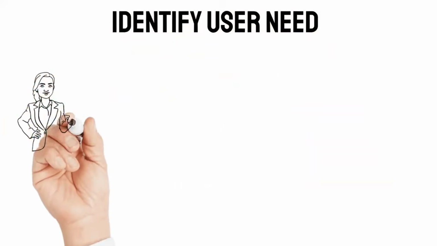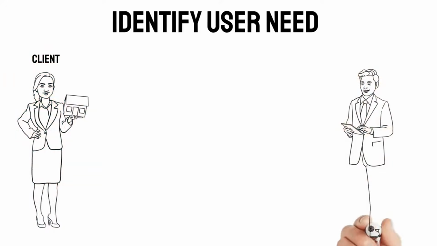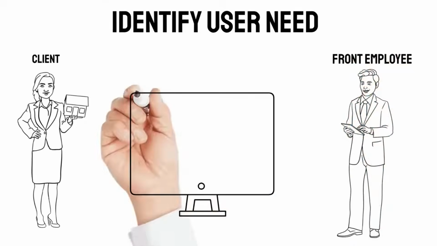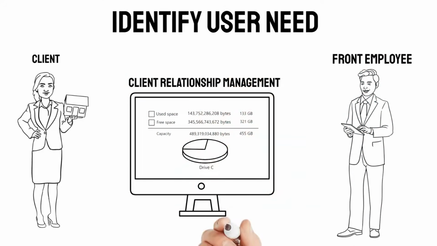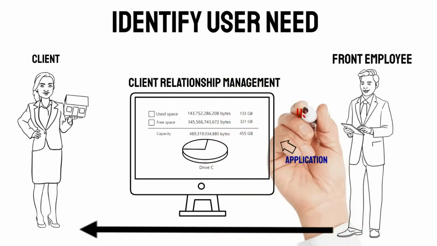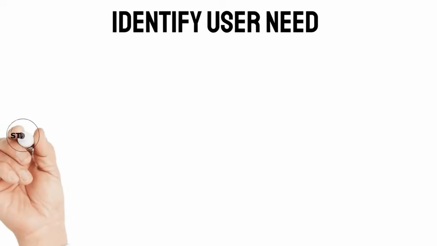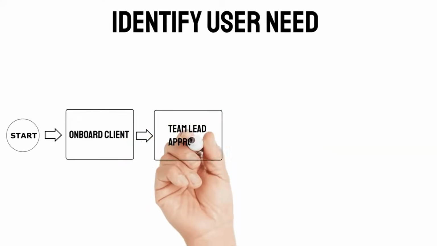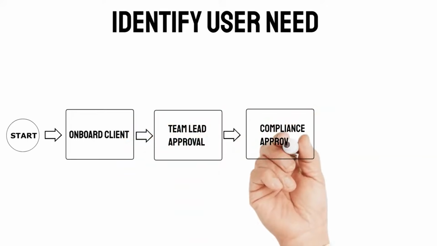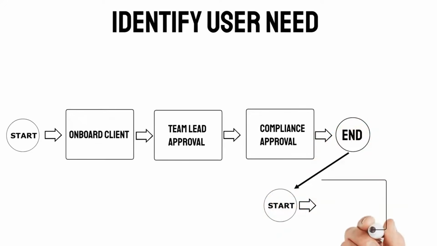In order to understand what is involved in identifying a user need, let's imagine for a second that you are a business analyst working for an insurance company. This insurance company has front employees who are using an application to manage client relationships. With this application, the front employee is able to onboard a client. Let's imagine this onboarding looks as follows. The front employee onboards the client by capturing several data and documents. Then a team lead has to approve that, and compliance will also approve it, and in the end, the onboarding is done. After completion, the front employee is able to sell products to the customer.